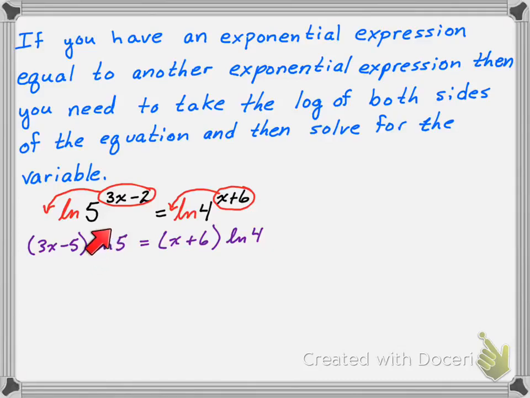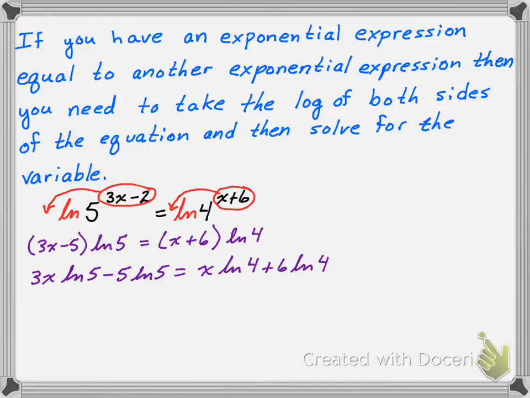So if you have a number, let's say that this number was 10, and you have 10 next to these parentheses, remember, all that you're going to do is just distribute. So that's what we're going to do with this natural log. We're going to distribute it to both of these numbers here. All right, so that will give us 3x natural log of 5 minus 5 natural log of 5. And we'll do the same thing on this side of the equation, which will give us x natural log of 4 plus 6 natural log of 4.